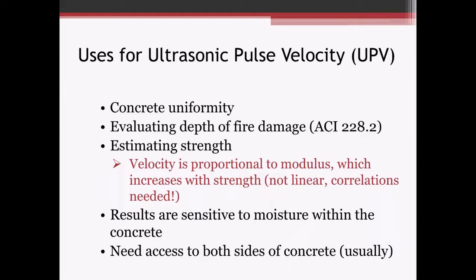One of the downfalls of ultrasonic pulse velocity is that most of the time you have to have access to both sides. You have a transmitter on one side, a receiver on the other side, and you have to know the distance to get the velocity. There are some qualitative things we can do when we don't have access to both sides, but having access to both sides is key for ultrasonic.